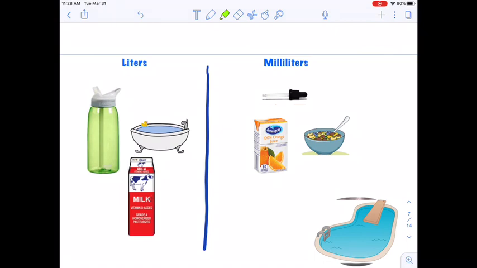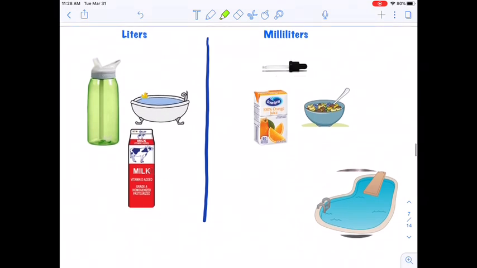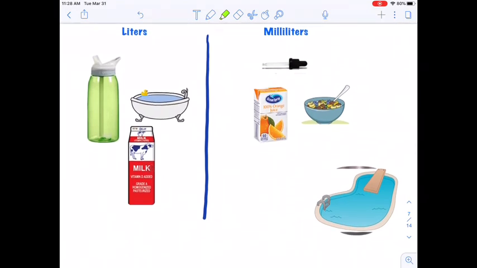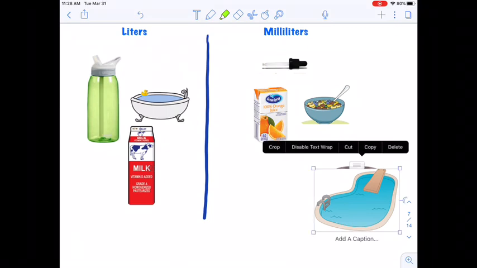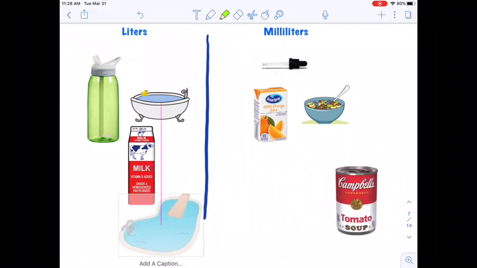What about a swimming pool? I think we could have that same conversation that we had about the bathtub, about the swimming pool. I don't think you would want to try to tell me how many drops it would take to fill up that swimming pool. I think we might lose count. So we would use liters in this case, and that would still be a really big number, wouldn't it? Okay, one more to go. How about this can of soup?